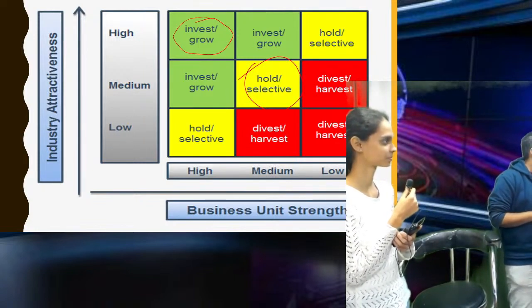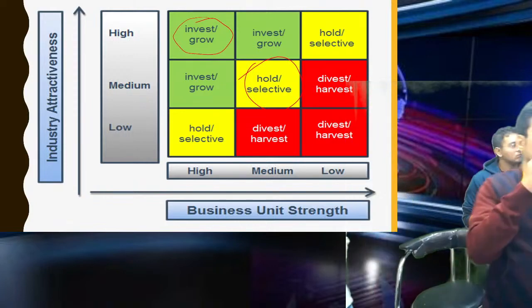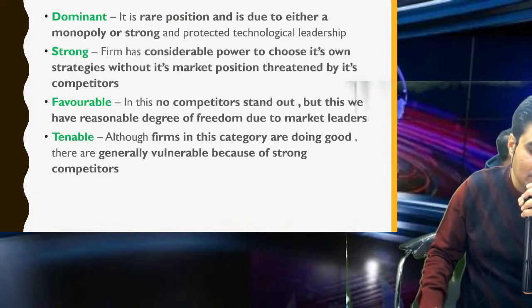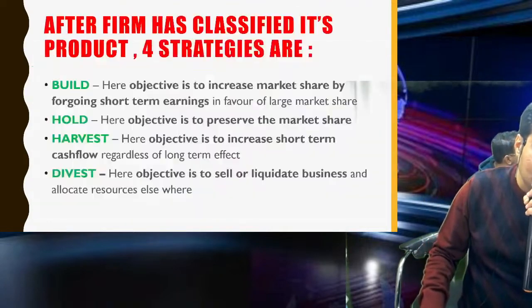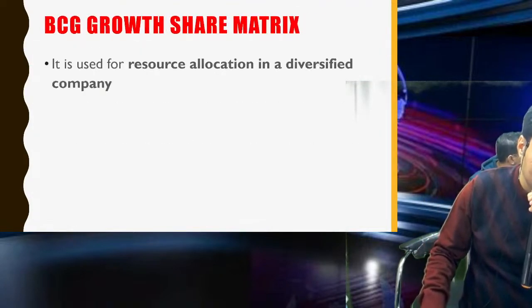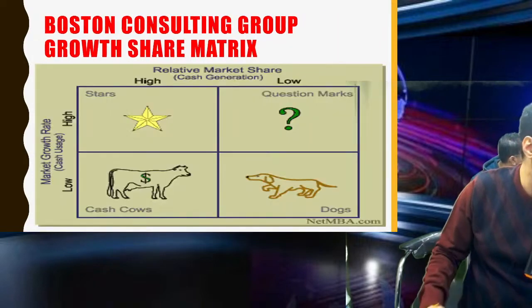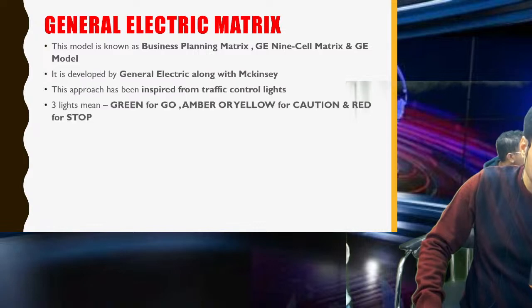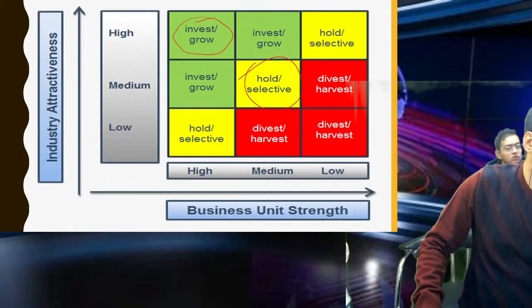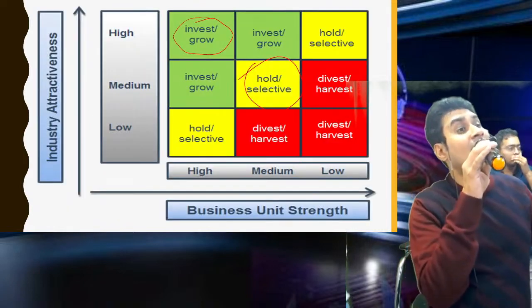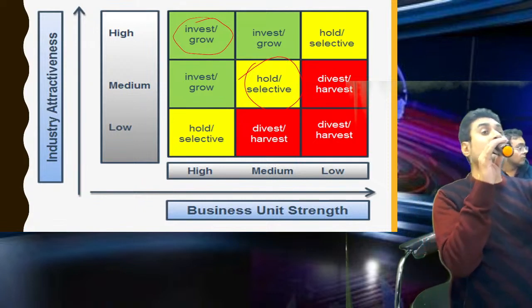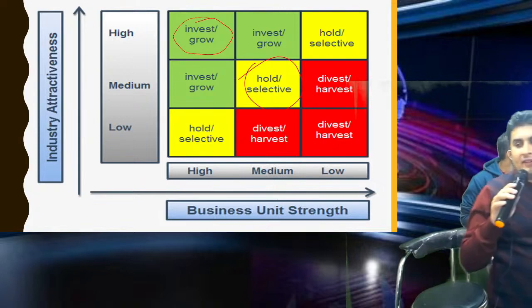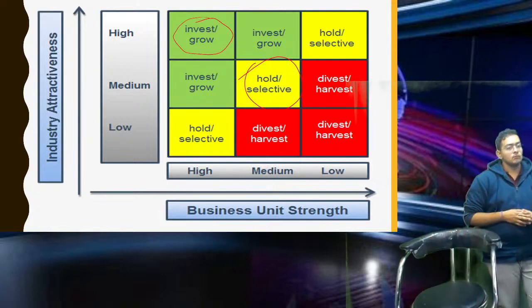Tell me the little difference between both. That was how much sell? Sell means box in English. Four. Arre yaar. This is how much sell? Four. That is how much sell? Nine. Tell me, there what was used? Market growth rate. Here what is used? Industry attractiveness. There what was used? Market share. Here what is used? Business unit strength.